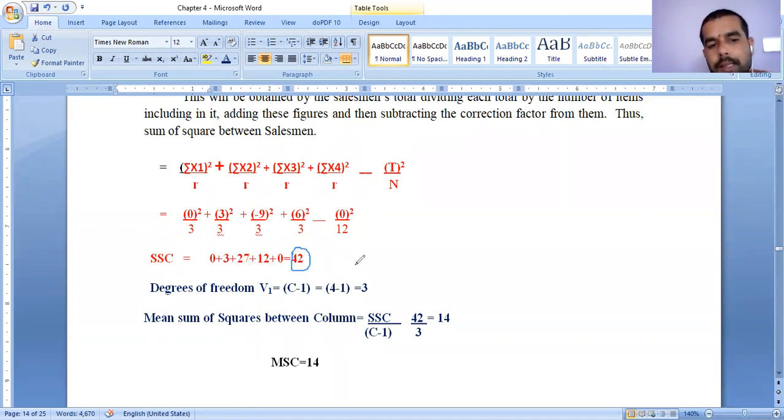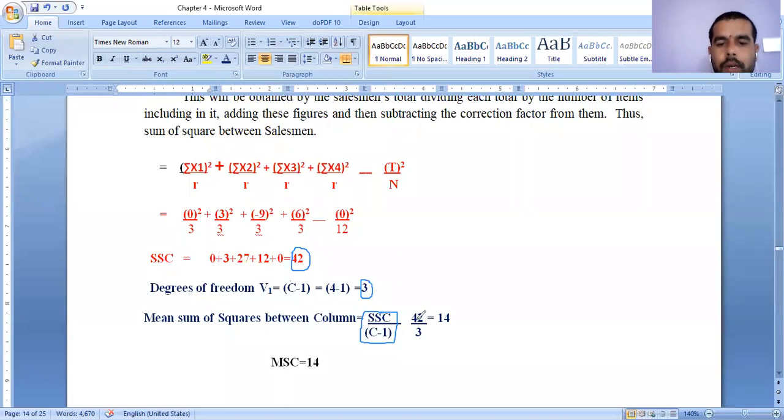Then the next step is degrees of freedom, V1, which is C minus 1. How many columns are there? 4 columns, so 4 minus 1 is equal to 3. After completing these two steps, you got SSC as 42 and degrees of freedom V1 as 3. Then the mean sum of squares between columns is the next step. The principle is SSC divided by C minus 1.